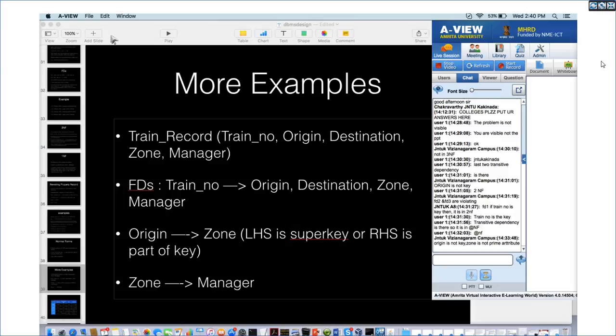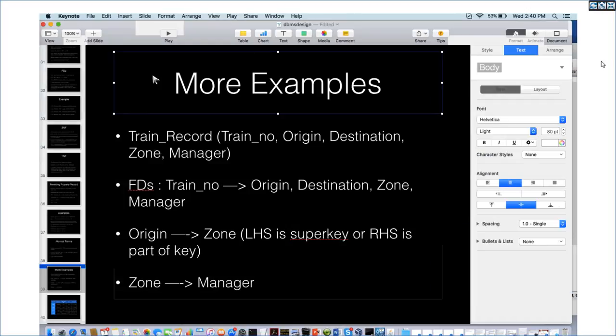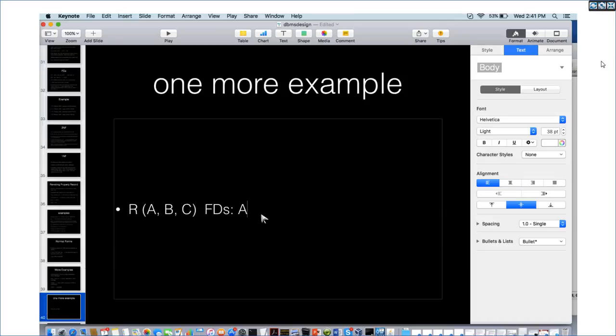I will do one more example here, an abstract example, just to make sure that you understand. This is an abstract example, but it has nice other things. We'll take only 3 attributes in the relationship. Now we'll say the FDs in this are A, B determine C.